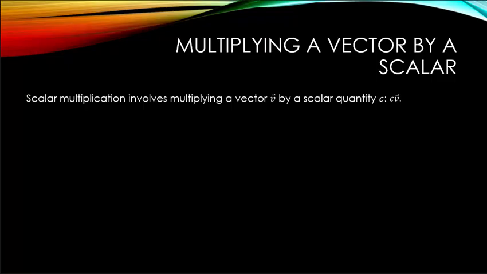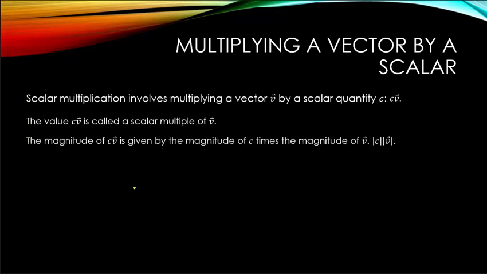I can multiply it by a scalar. Scalar multiplication involves simply multiplying a vector by a scalar quantity. If my scalar quantity is c and my vector is v, then scalar multiplication simply gives me c times the vector v. The value of c times the vector v is called a scalar multiple of v. The magnitude of c times the vector v is given by the magnitude of c times the magnitude of the vector v. Keep in mind, magnitude will always be positive.